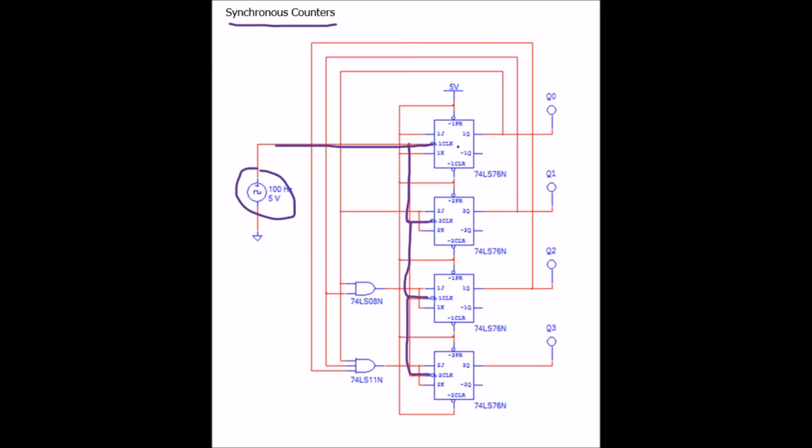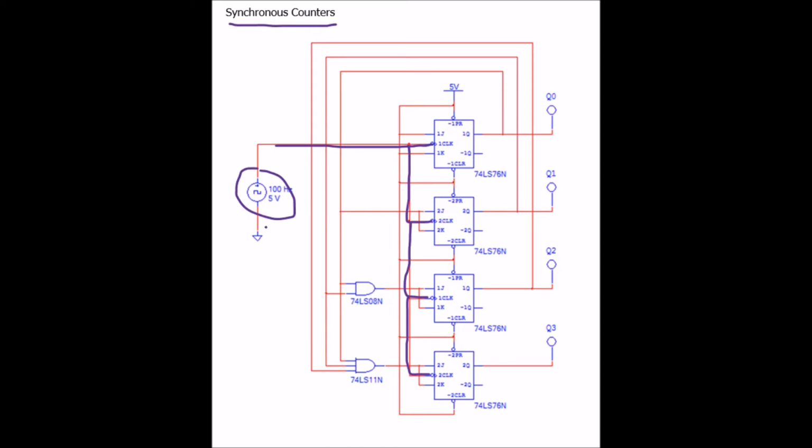Now, you might recall for asynchronous counters, the external clock only went into the first flip-flop, and every other flip-flop was clocked by the output of either Q or not Q. Do you remember that? Q or not Q went into the clock of the next flip-flop. Here, all of the clocks are clocked from an external clock. I know I'm saying clock a lot, but that's the way it goes.